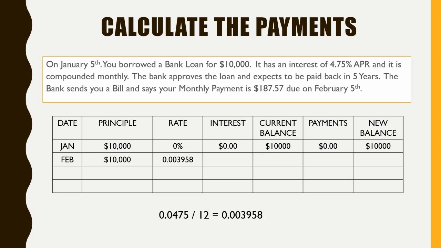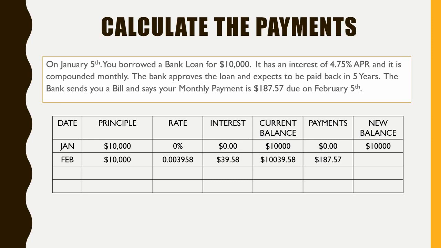So in this case, 0.03958, which is the 4.75 divided by the 12 months. Then I multiply across to get a total of $39.58. That's how much interest I'm going to be collecting for that month, and it's going to be tacked onto my current balance. If I choose to make a payment, I'm going to show you how it affects it. So I've accrued interest, and now I owe $10,039.58. So what do I do here?